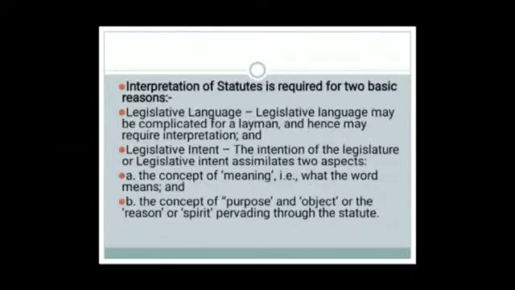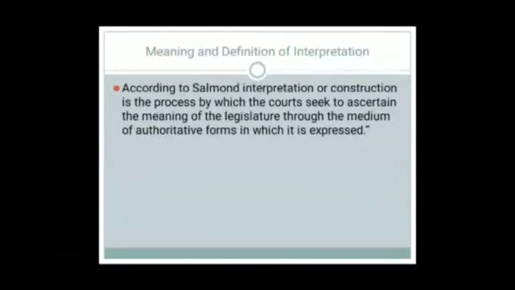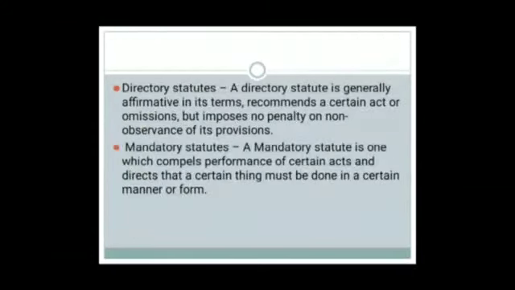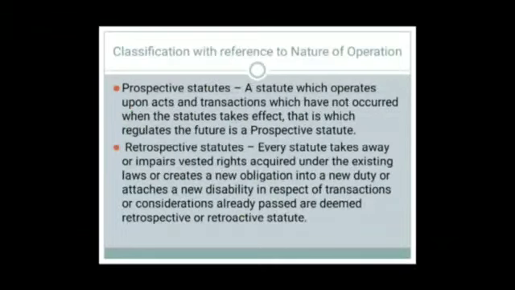Hope this is clear. We have discussed its meaning, nature, statutes, their classification, the intention, and so on. In the next video we'll be doing the aids, internal and external aids, and other things of the interpretation of statutes.